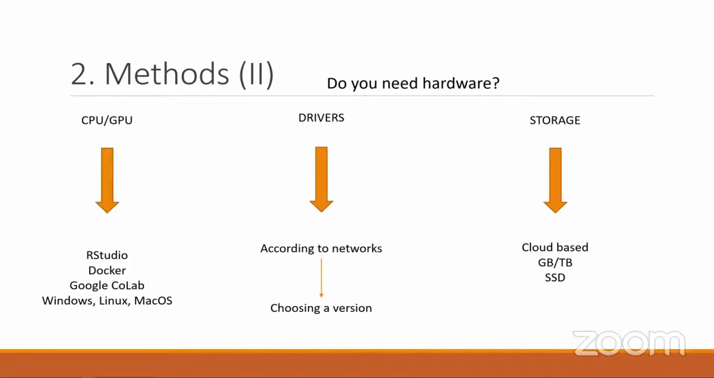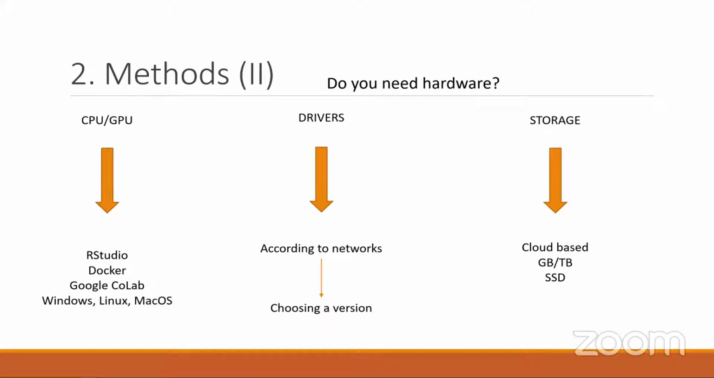Also, another requirement is the drivers required by this hardware, to say it like that. So for example, some networks might require some versions and we need to choose which driver version we want to install. For that, there are many decision processes to make that call.